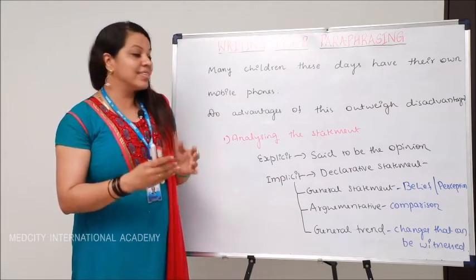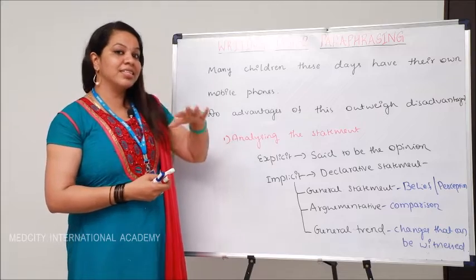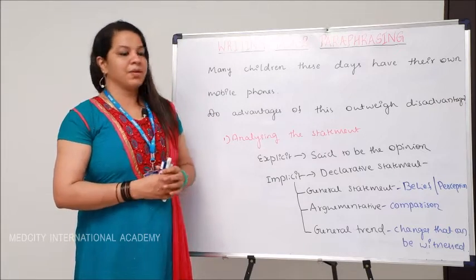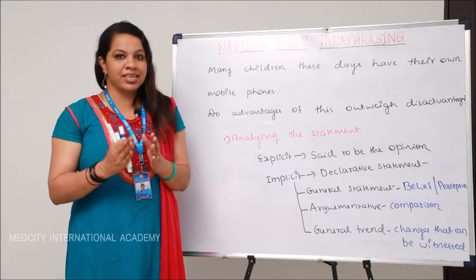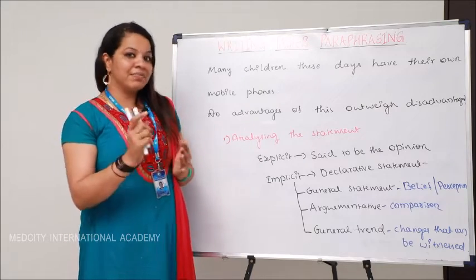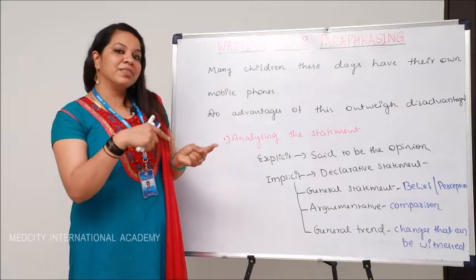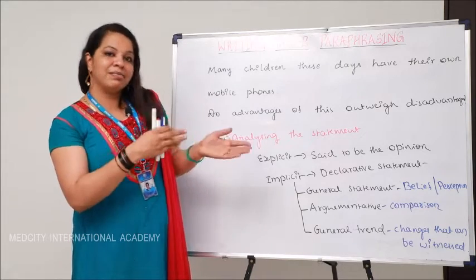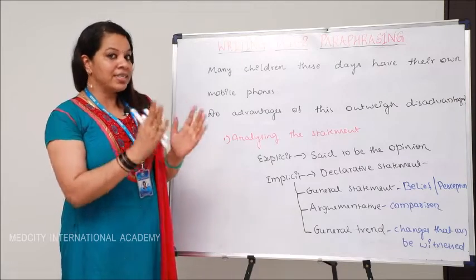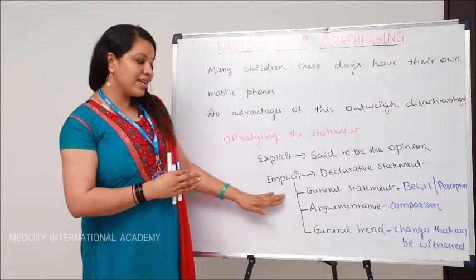Implicit statements are not the opinion of people; they are declarative statements, a declaration of a concept. For example, 'India is a developing country.' This is just a declaration of a concept, so that is called an implicit statement. If I say the same sentence as 'Some people believe India is a developing country', then it becomes an explicit statement. That is the difference between explicit and implicit.